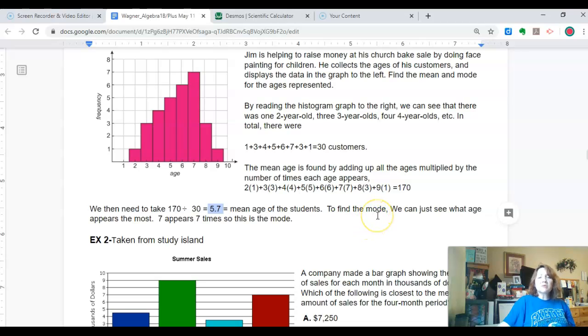To find the mode, we see what age appears the most. So you can see that 7 is the highest, so 7 would be the mode of all the ages.